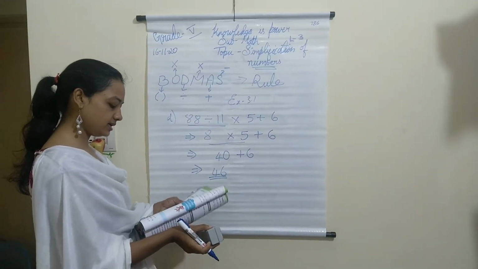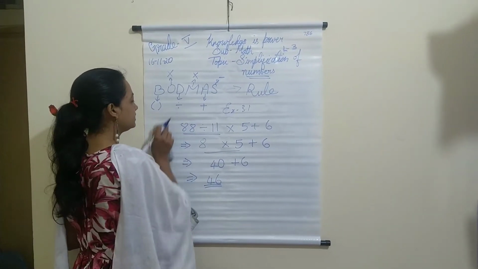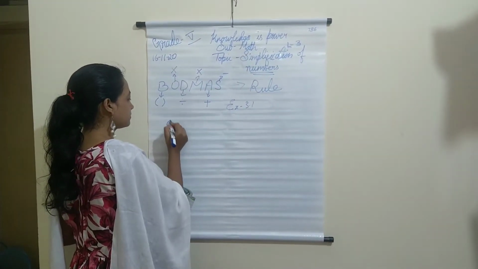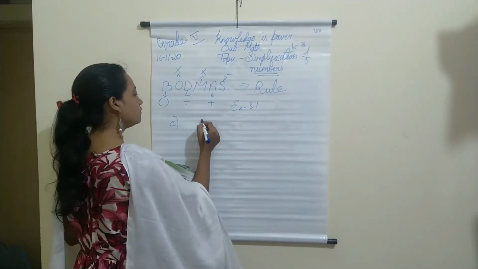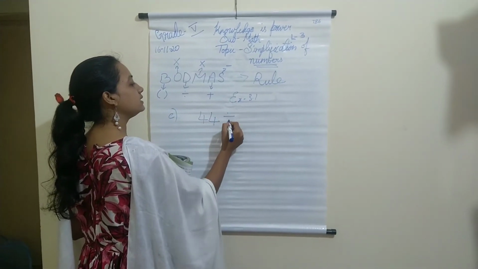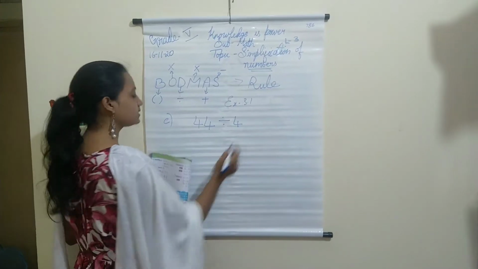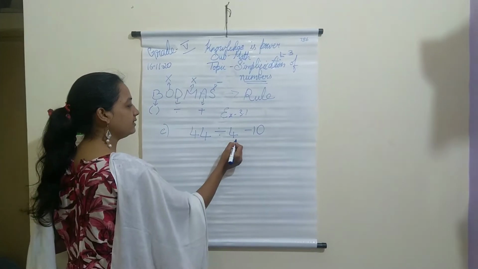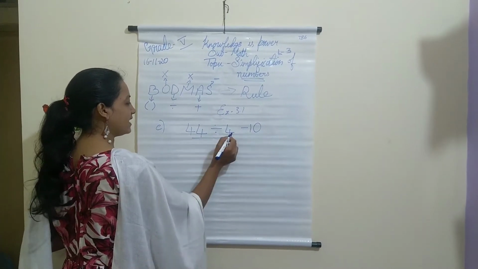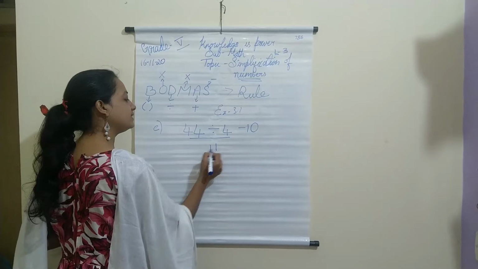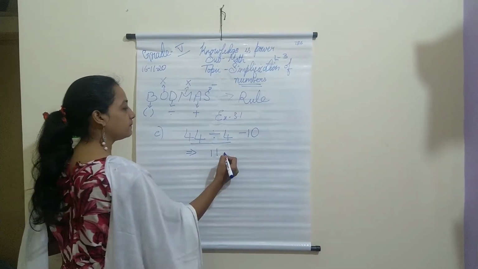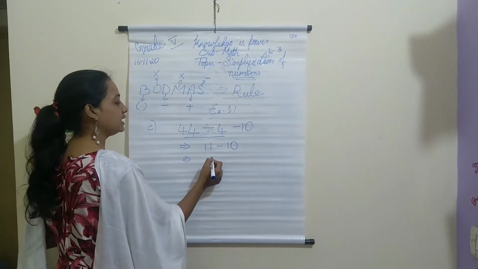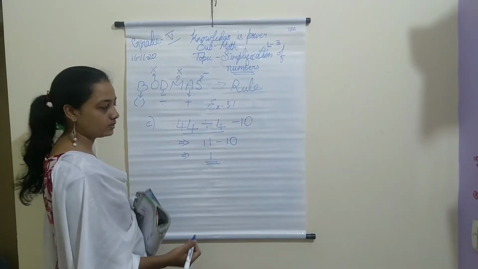I'll show you, the next E and F are for you. Next I'll go for E1. 44 divided by 4 subtracted by 10. So in this 2, the first one I should take is division. So when I divide this, I get the answer 11 minus 10. Now what is the answer for 11 minus 10? It is 1. That was very simple.